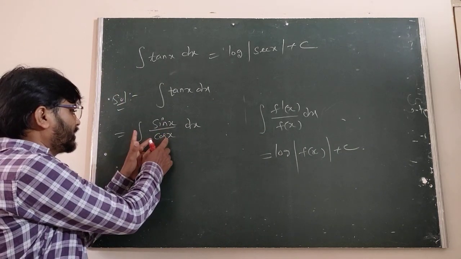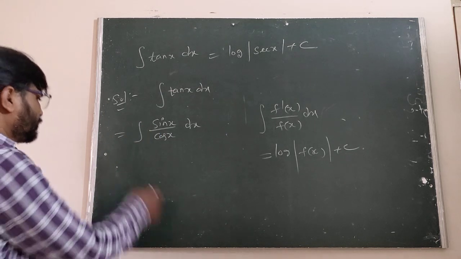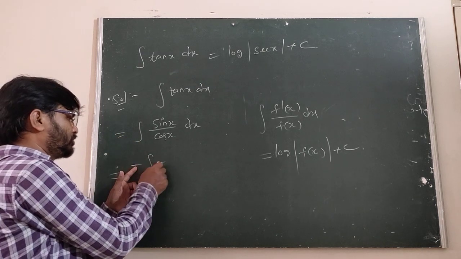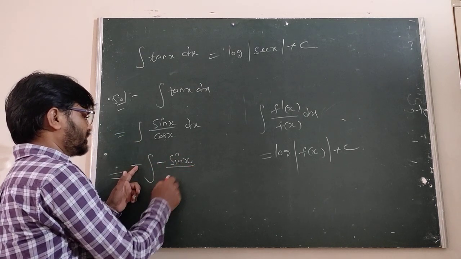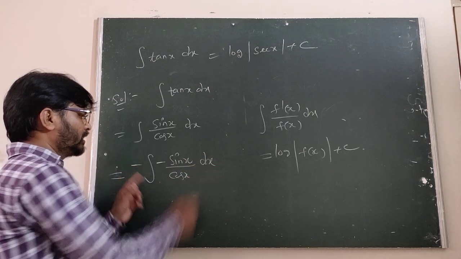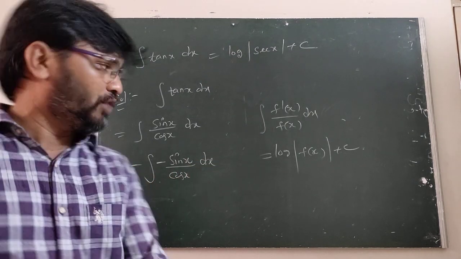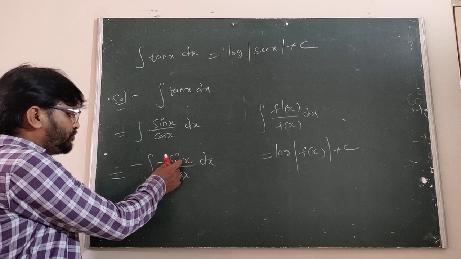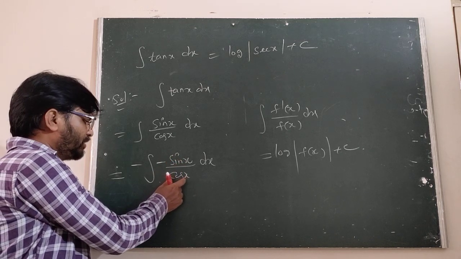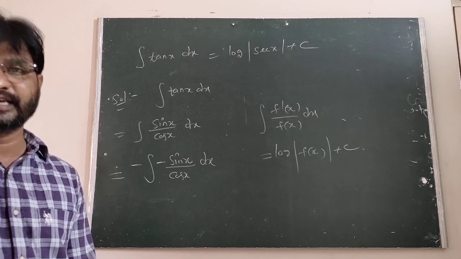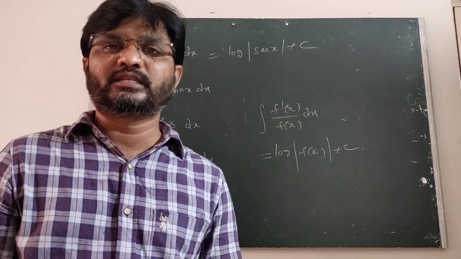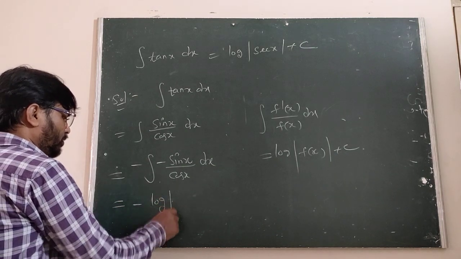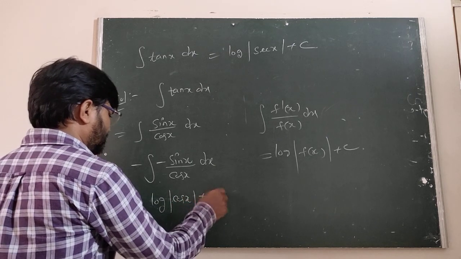We know the derivative of cos x is minus sin x. Therefore, taking minus into minus is plus, so we can write it as sin x upon cos x. Compared with the form, the denominator is f of x and the numerator is f dash of x. The derivative of cos x is minus sin x, and f dash of x by f of x is the log mod of f of x. Therefore, we can write minus log mod of cos x plus c.